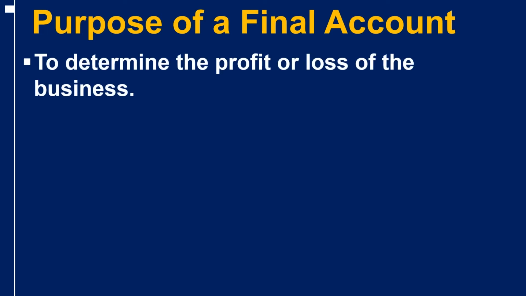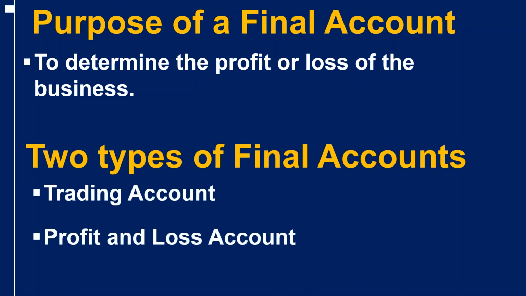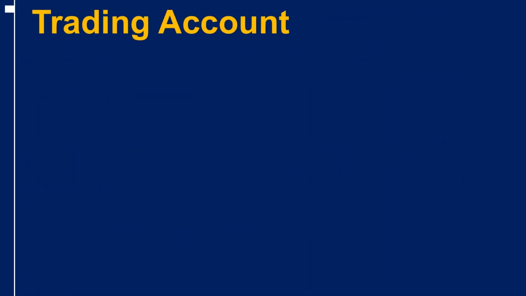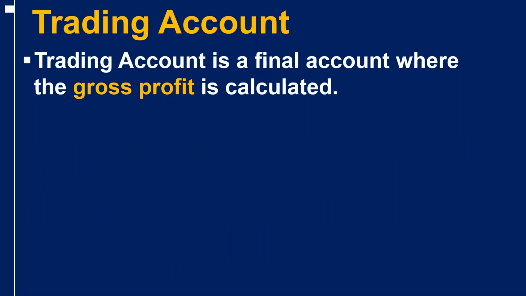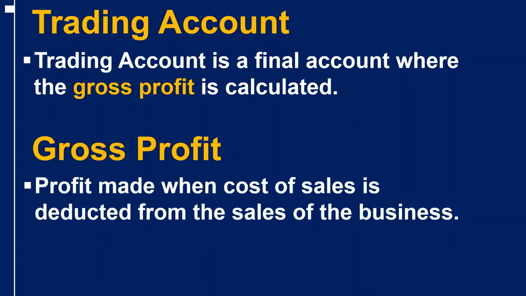The purpose of the final account is to determine the profit or loss for the business. The business has to draw up a trading and profit and loss account. The trading account is a final account where at the end of each financial period, the business calculates the gross profit. The gross profit is the profit made when the cost of sales is deducted from the sales of the business.